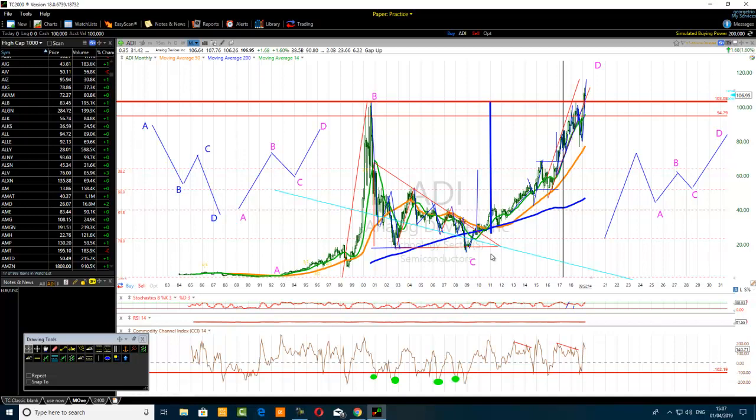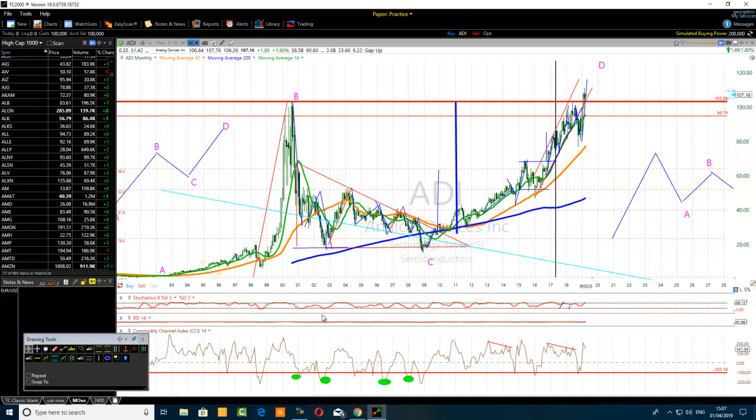We have here A, B, C, D. You see here from A to B, that A to B can also be subdivided into A, B, C, D. So ABCD can be subdivided into multiple ABCDs, smaller ABCDs. It's like a cycle. It's like a fractal pattern.